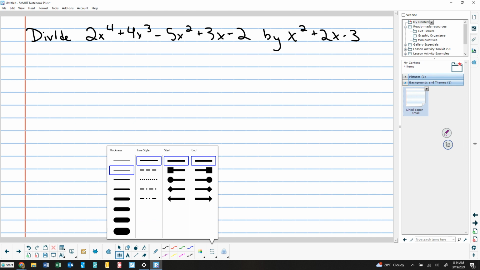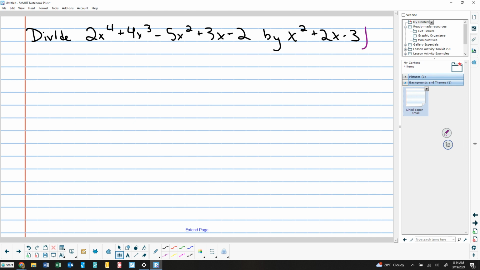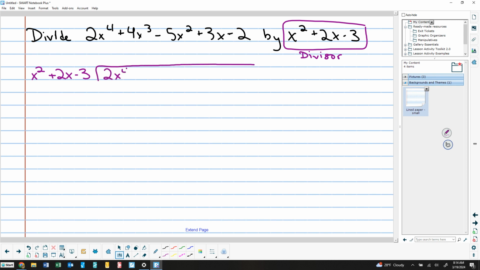line thing. Okay, so we're going to start out with our divisor. Here's my divisor, the thing I'm dividing by. So that's going to go over here, x squared plus 2x minus 3. And I'm going to divide that into 2x to the 4th plus 4x cubed minus 5x squared plus 3x minus 2.